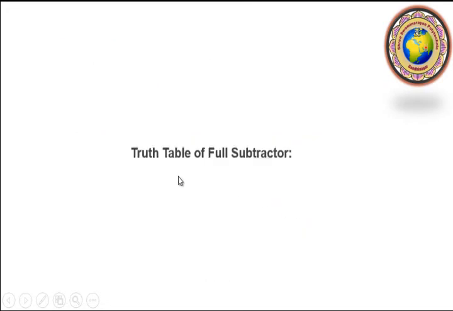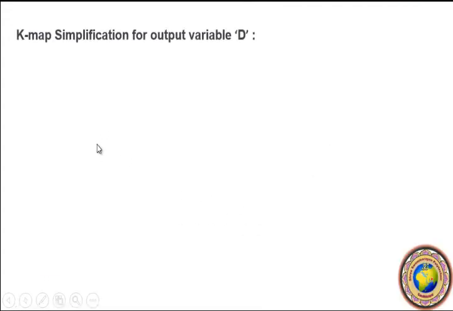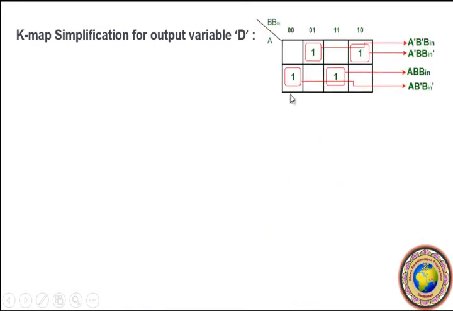So for the 3 inputs A, B and B in, there are 8 logic combinations. With these 8 combinations we find our outputs D and B out. So let's draw our Karnaugh map for the outputs D and B out and find the equations for the logic diagram. First the output variable is D. Here is the Karnaugh map for this output.